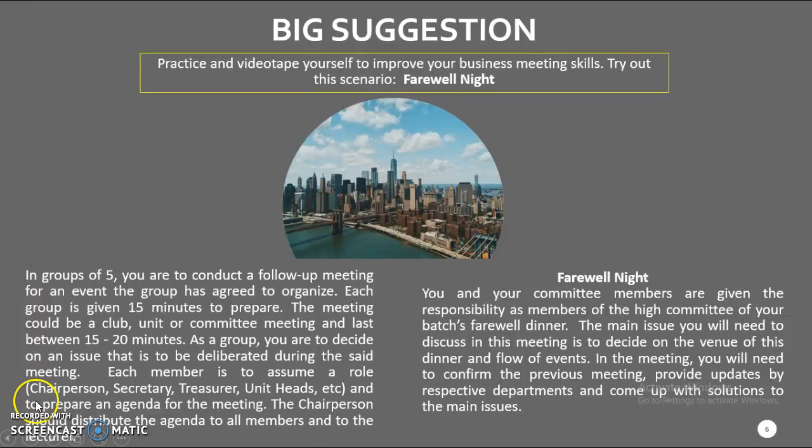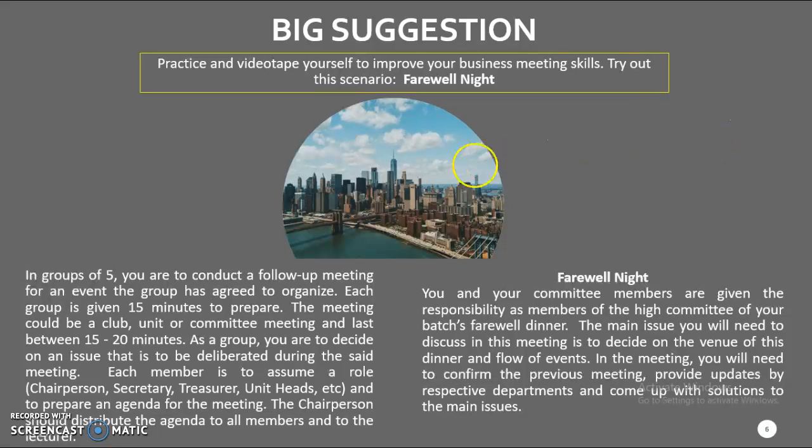what is stated on the left side of the screen is in groups of 5. These are the instructions. You are to conduct a follow-up meeting of an event the group has prepared or agreed to organize. Each group is given 15 minutes to prepare. The meeting could be a club, unit, or committee meeting and last between 15 to 20 minutes. As a group, you are to decide on the issue that will be deliberated during the said meeting. Each member is to assume a role. You need to decide on who will be taking what role, but you need to assign a chairperson. He is extremely important.